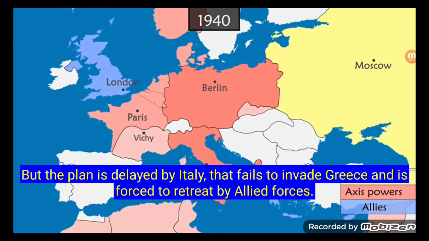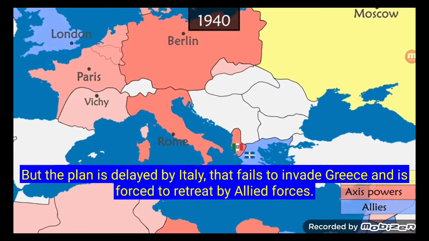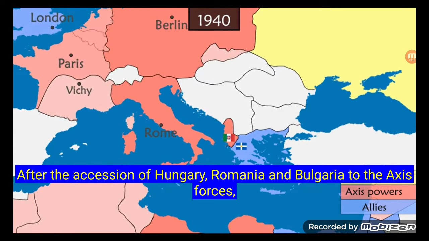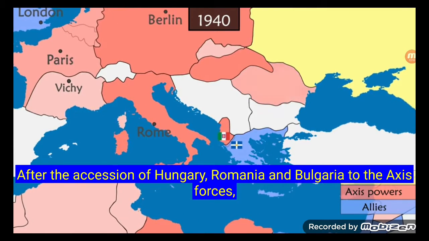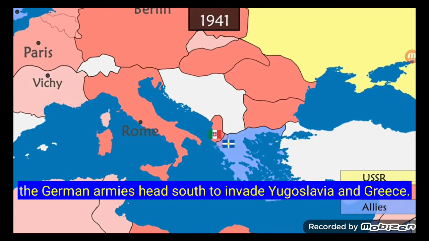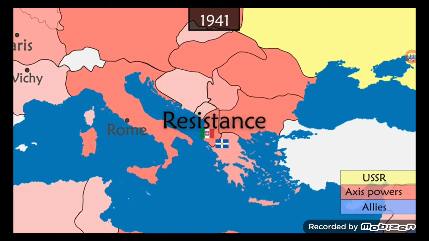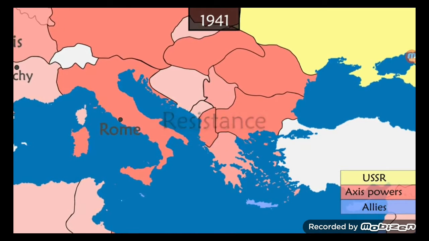But the plan is delayed by Italy, which fails to invade Greece and is forced to retreat by Allied forces. After the accession of Hungary, Romania, and Bulgaria to the Axis forces, the German armies head south to invade Yugoslavia and Greece. Oh no, we're losing everywhere.